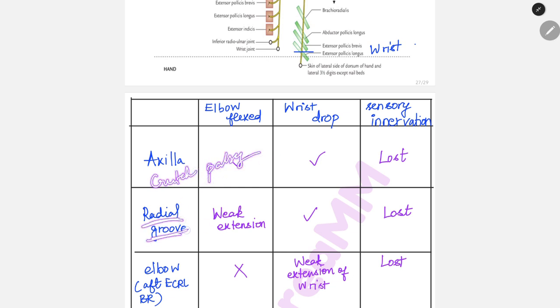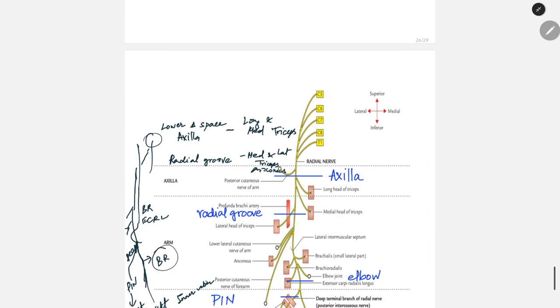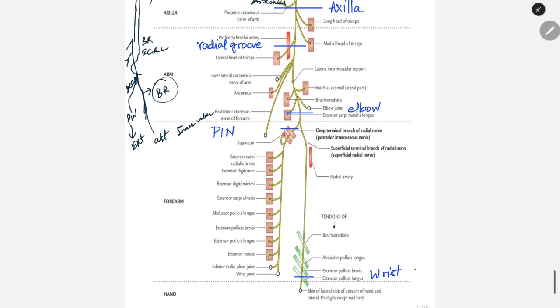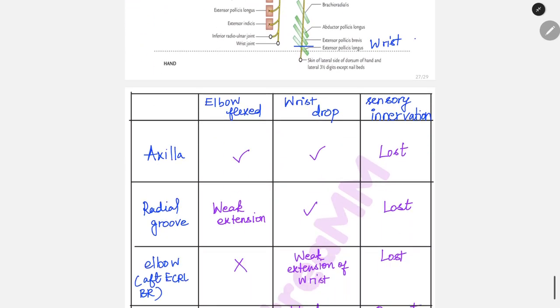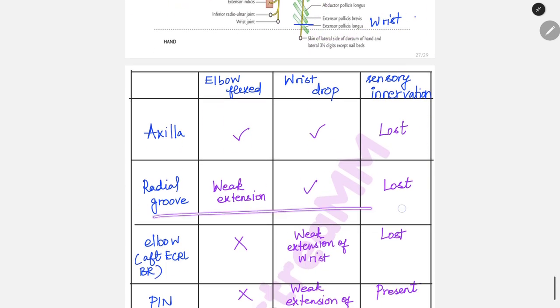In the radial groove, it is cut off here only. But in the axilla itself, you have branches to the long and medial head of triceps. These branches are spared. Since this is spared, you will be able to extend the elbow, so weak extension would be present. But below that, everything is lost. So you cannot extend your wrist, so wrist drop will be present and sensory innervation is lost. That is what is given here.